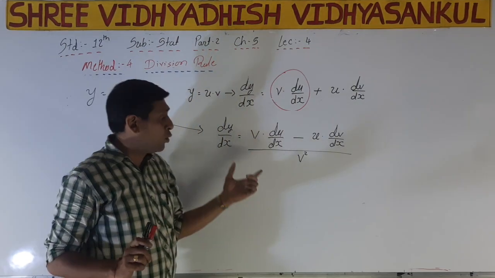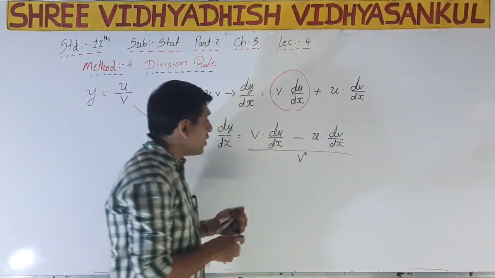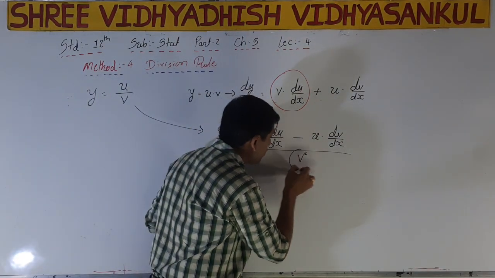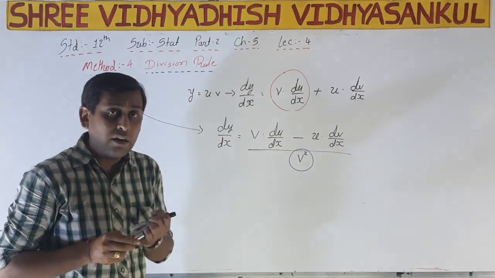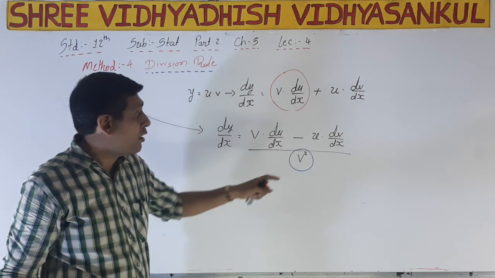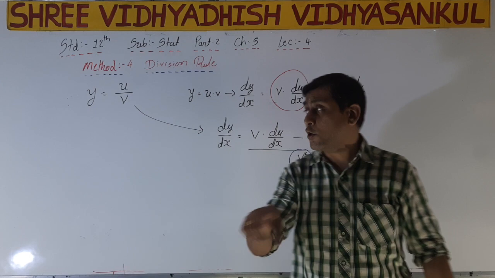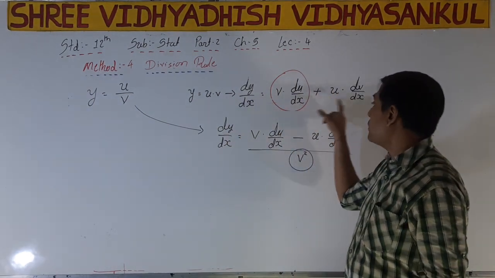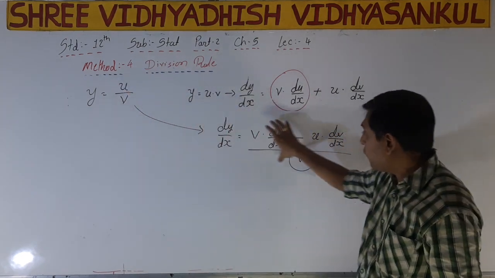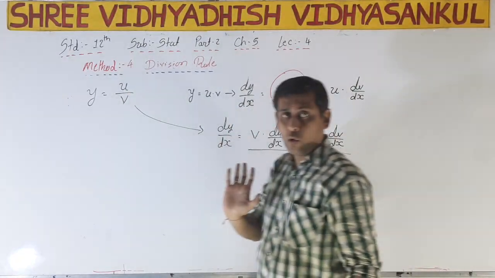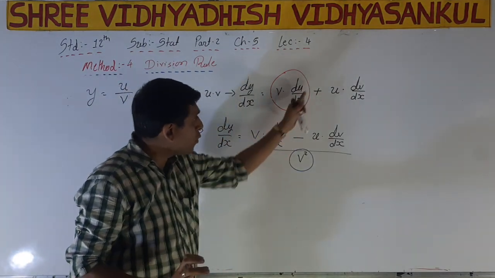And in the division rule, the extra thing is that we have to write v square in the denominator. This one is the extra. Only in the division rule do we write v square in the denominator. We don't have to write anything like that in the multiplication rule. We just write this. This is the formula for the multiplication rule and this is the formula for the division rule. It is very easy to remember both.